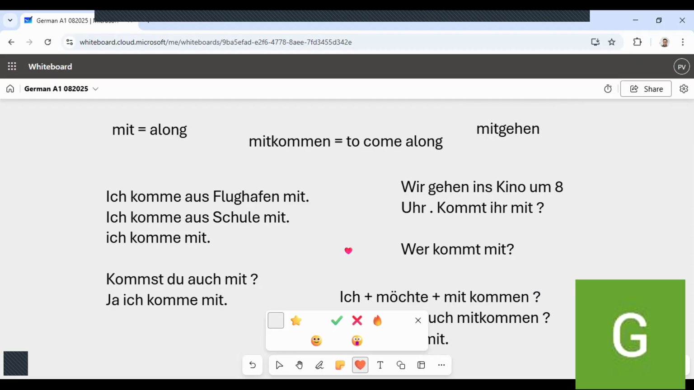Please be careful. Mit is normally with, right? Yeah, mit is normally with. Mit Karte bitte.